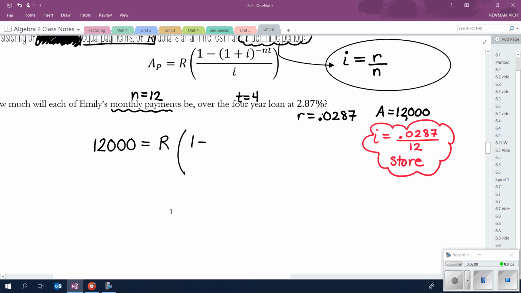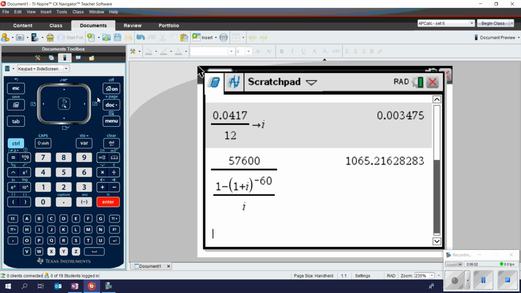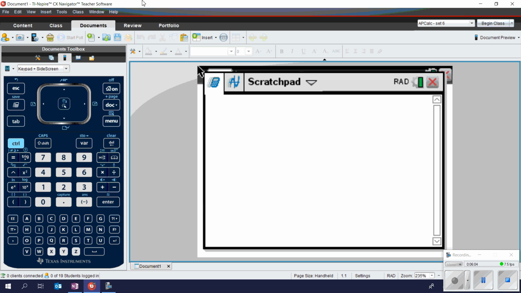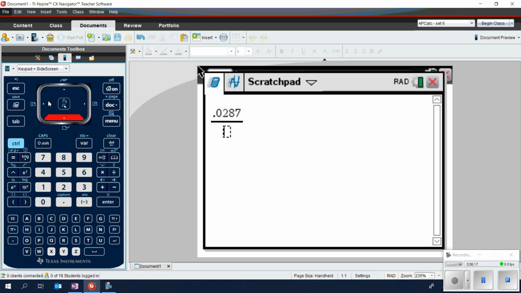Okay, so go to your calculator. I'm going to remind you how to store. Get a fraction. It might be charging. 0.0287 divided by 12. You press Control and the key that says var above the 9, and you use the keypad letter I.